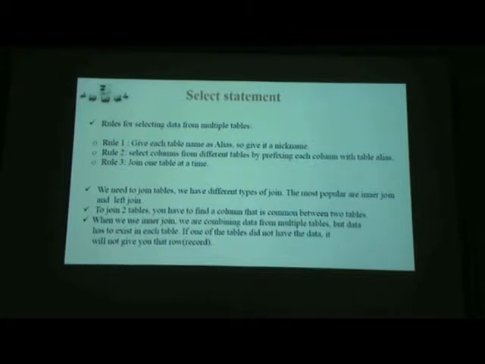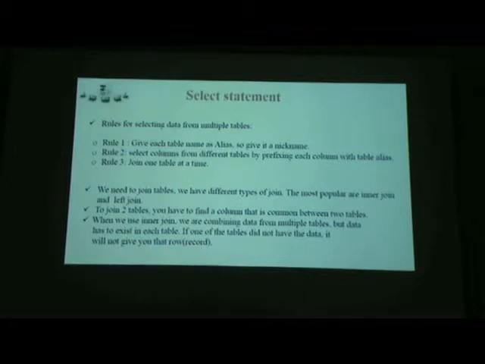Rule 1, give each table name an alias. So give it a nickname. Each table you have, like student, you can give it S. Courses, you can give it C. Enrollment, you can give it E. If there are two tables with the same first letter, like dorms, you give it D. If you have dorm student, like students who live on campus in that particular dorm, you can give it DS, because there are some students who live off campus, for example.